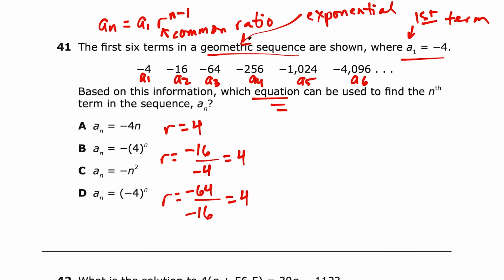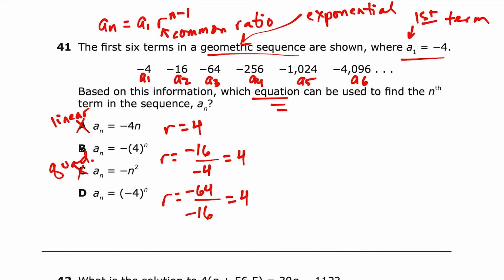Okay, so I just think of this as being in the same neighborhood as an exponential function, because you see how we have r, which is a number, to some power. So that means choice A is out because -4 times n would be linear, not exponential. And then this is out because it would be quadratic if I had n to the second power.